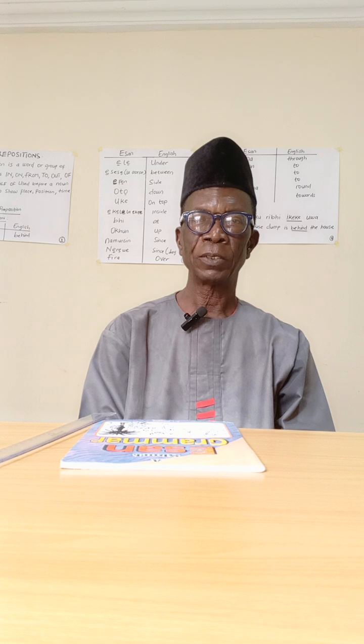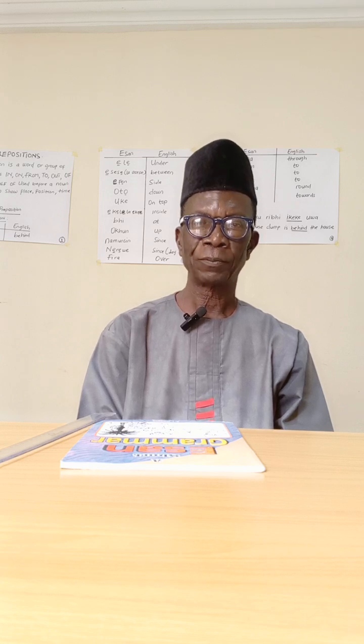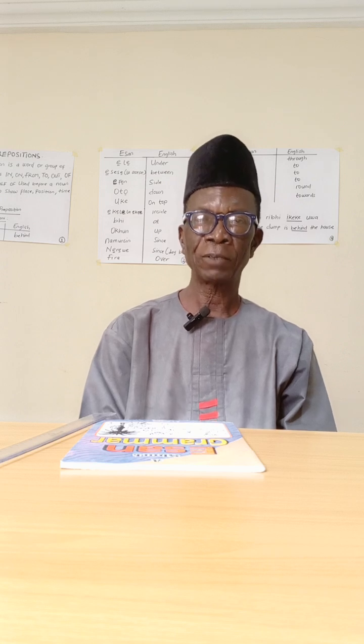Preposition, as we know in English, is a word that tells you the position of a noun, where a noun is, and you should be able to know whether it is under, on top, in front, or behind. In Esan, it's called ebare ko ebalo. Ebalo means verb. The preposition is different from that very one.